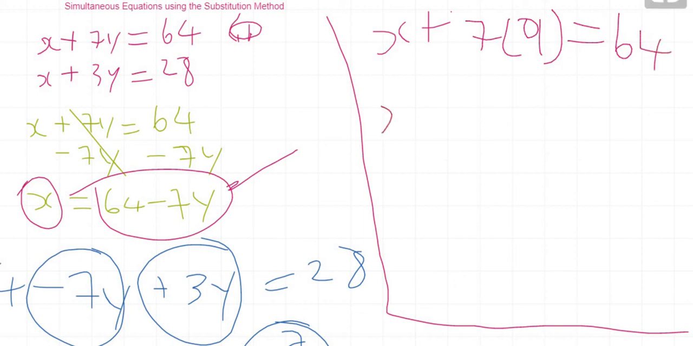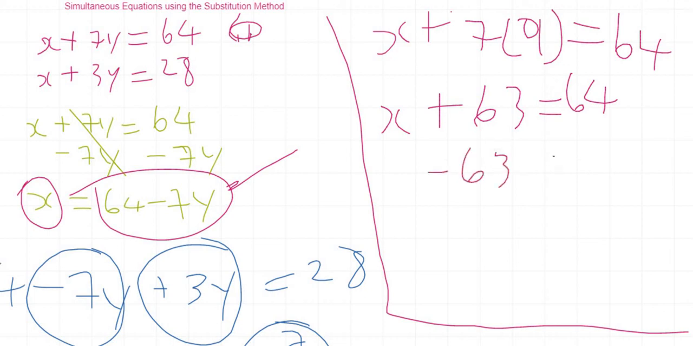And so we say that this is 63, equal to 64. So we just make x the subject by subtracting both sides by 63. That cancels. So x is equal to 1.